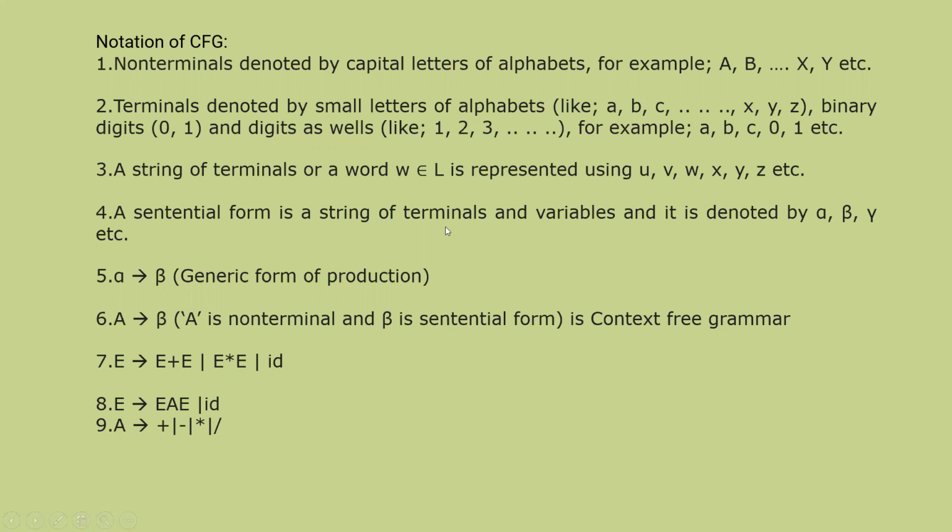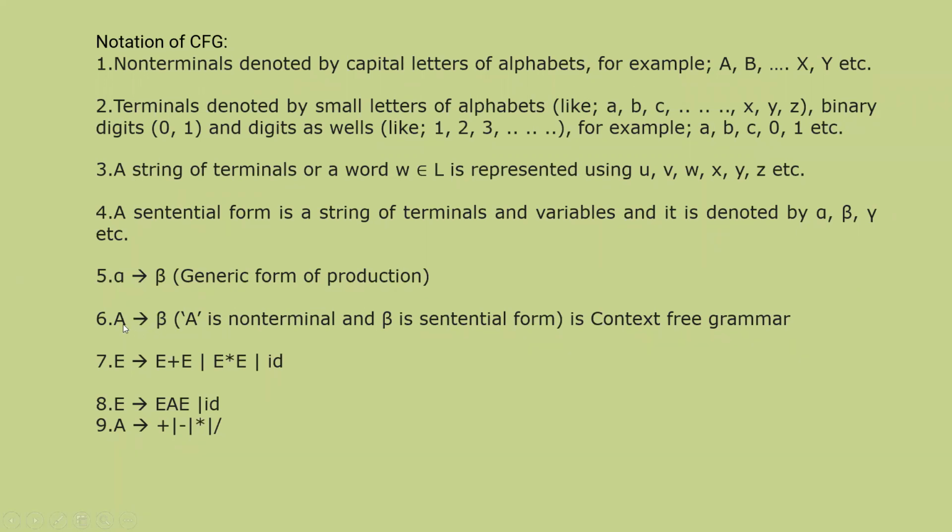Sentential form will be a combination of terminals and non-terminals, so both you can say it is a sentential form. Then it will be a string, and the string can have a combination of both terminals and non-terminals. So the fifth point here: A produces beta. This is a very generic form of production. So this type of production is called a context-free grammar.